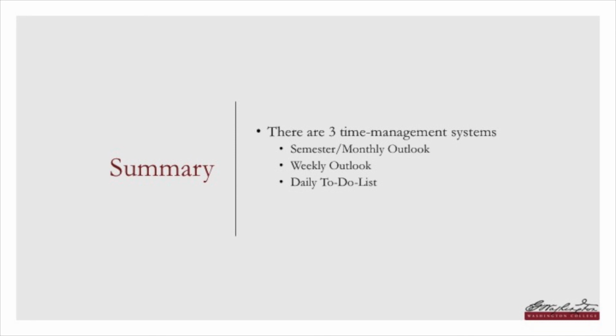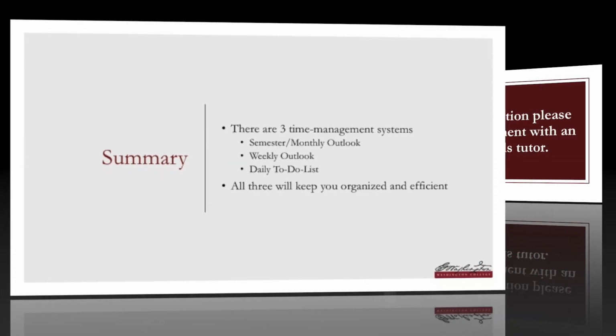The monthly outlook is to see the big picture. The weekly outlook is to make a plan. And the daily to-do list is to set your intentions for the day. All 3 of these systems work together to give you structure, consistency, and keep you organized. All of these things can help translate to a better academic journey.